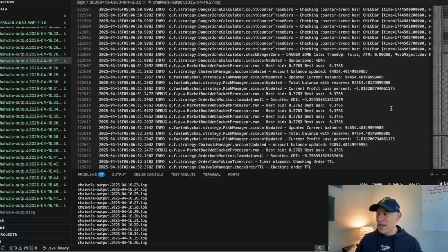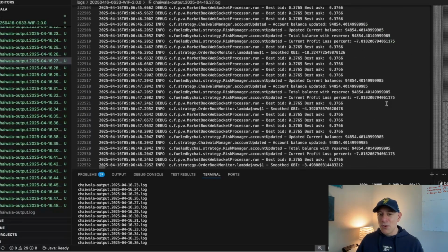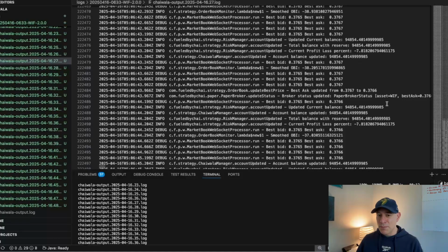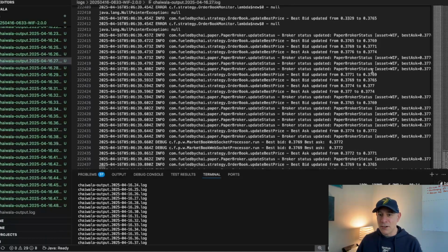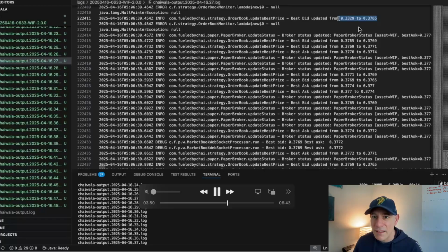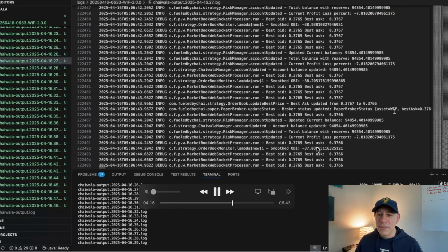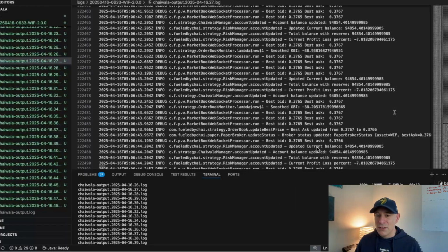And the problem is that this paper broker uses the midpoint of the bid-ask spread as a mark price to determine if it should get out of the market, like if the stop loss has been hit. And here we're seeing the spread is pretty wide at this point, almost 2%, and then it goes back to normal. So the spread in the order book is roughly 2%.